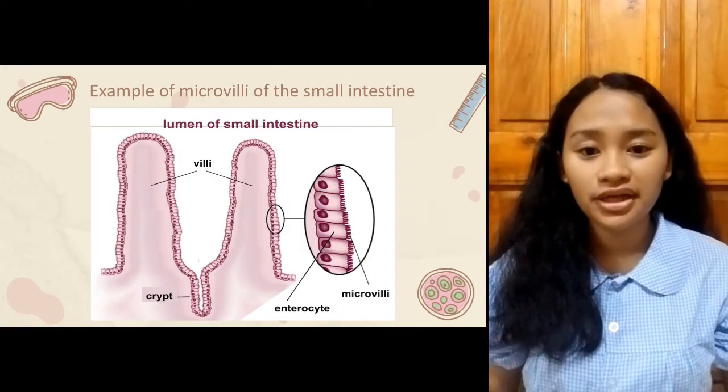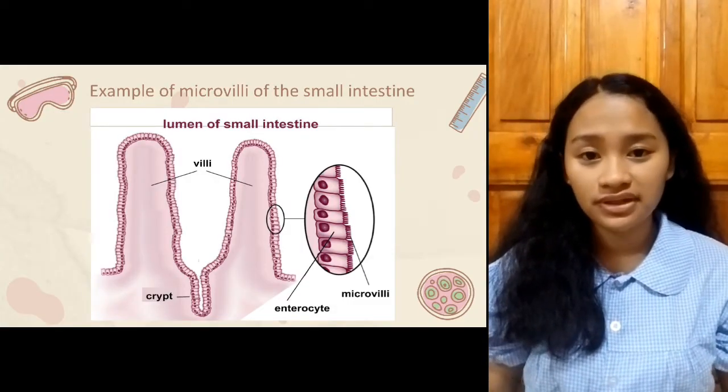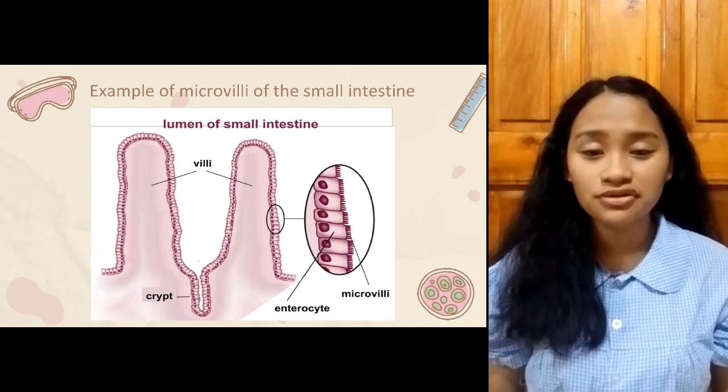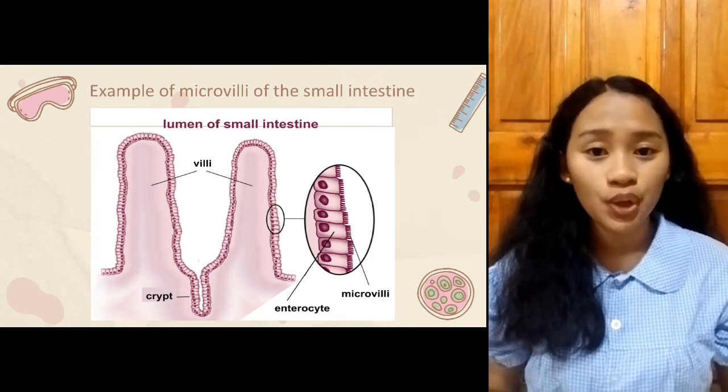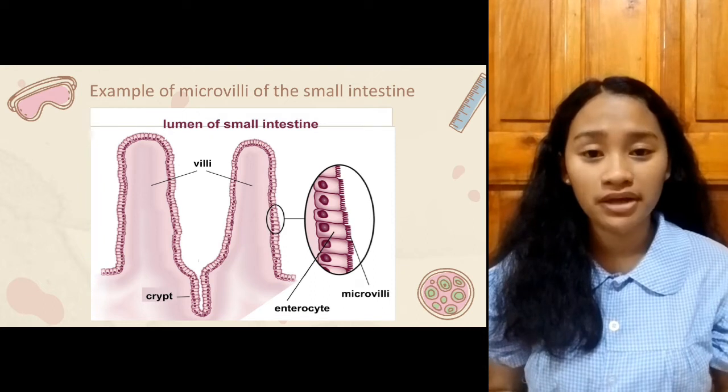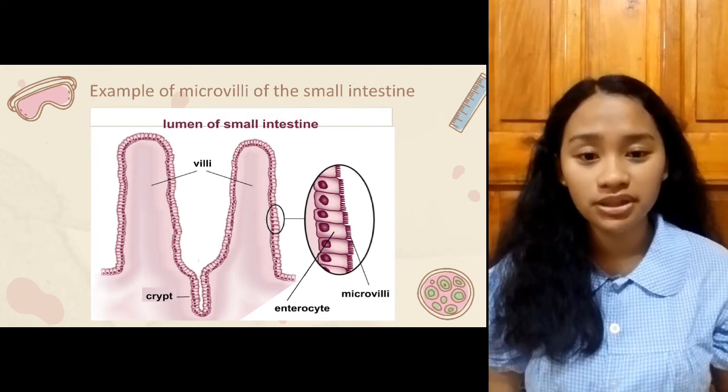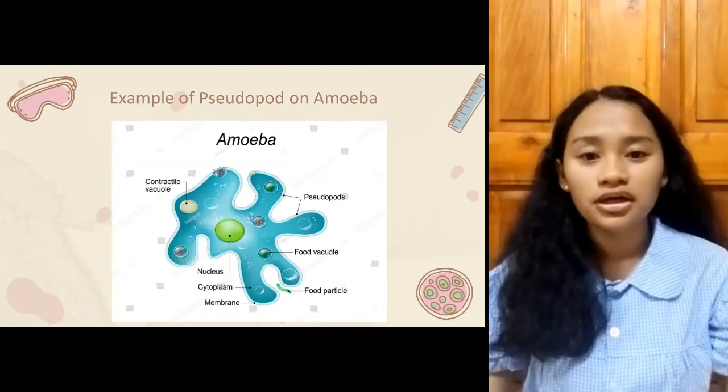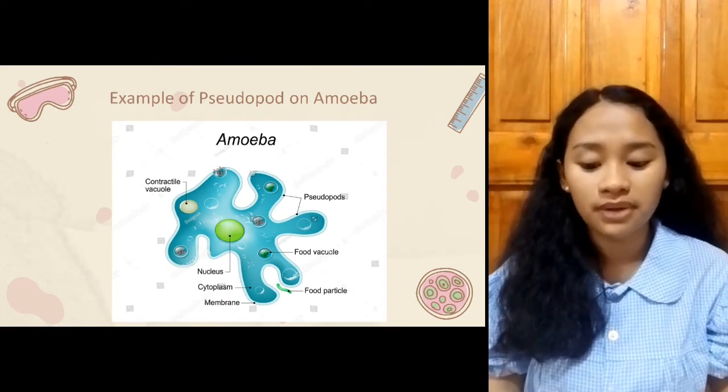Third is the microvilli of the small intestine. The villi and microvilli increase the surface area of the small intestine, which aids in the absorption of bile salts and vitamin B12 through diffusion. And fourth is pseudopods on amoeba.